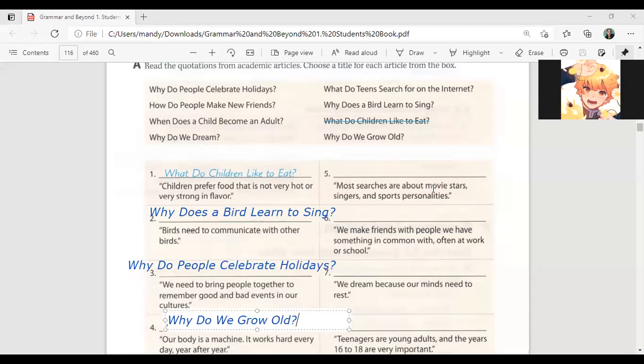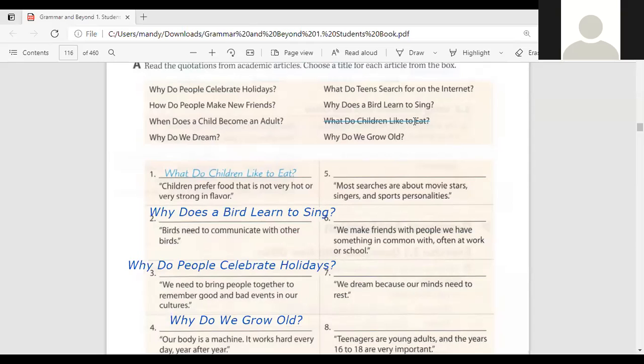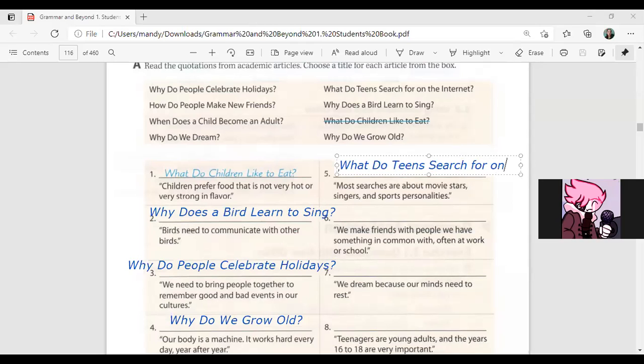Okay, next one, number 5. Most searches are about movie stars, singers, and sports personalities. What is the correct title for this one? Most searches are about movie stars, singers, and sports personalities. Okay, Diego. What do teens search for on the internet? Yes, exactly. Okay, what do teens search for? If you check, the preposition for is not in capital letter. Also the preposition on, also the article the, but Internet, yes, we write in capital letter. Okay, that's good. Excellent.